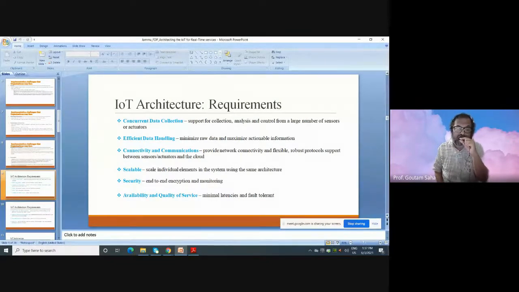Security, I have told you, is a problem. Then availability and quality of service. Quality of service in IoT is variable. Availability means an anytime, anywhere network. Anytime, anywhere network is availability. If it is designed like that, it will be able to provide availability.